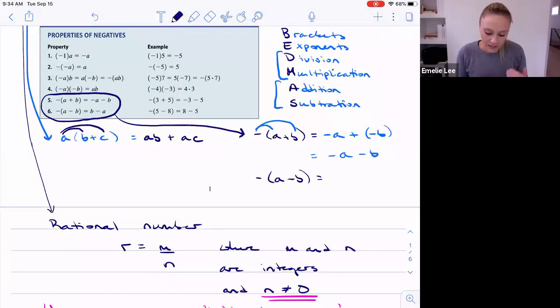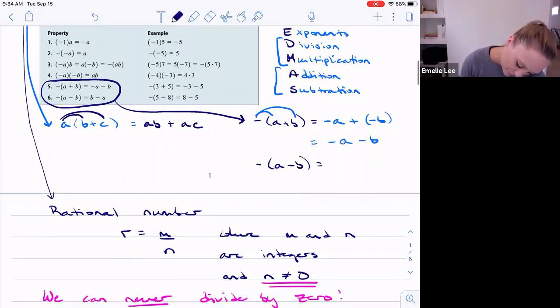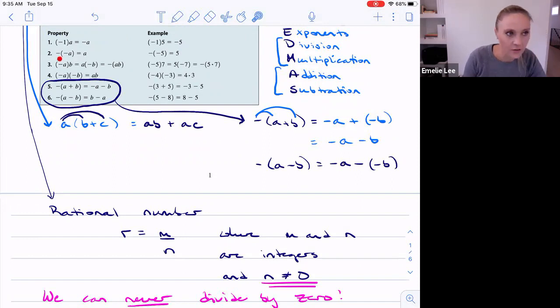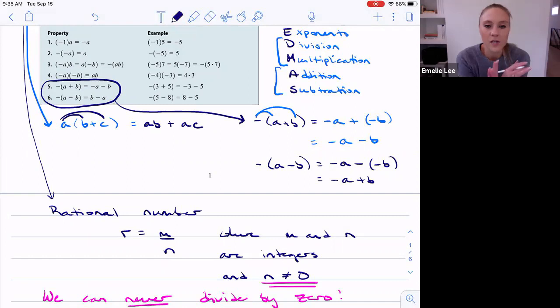So now if we've got the negative and then a minus b inside, then we've got negative a, fine. And then I'm going to keep the minus here, minus b. And then same thing, I'm going to have minus negative b. If I look at this property here, negative of negative a is just a. So negative of negative b is just b. So here, I'm going to have negative a plus b, which they've rewritten as b minus a.